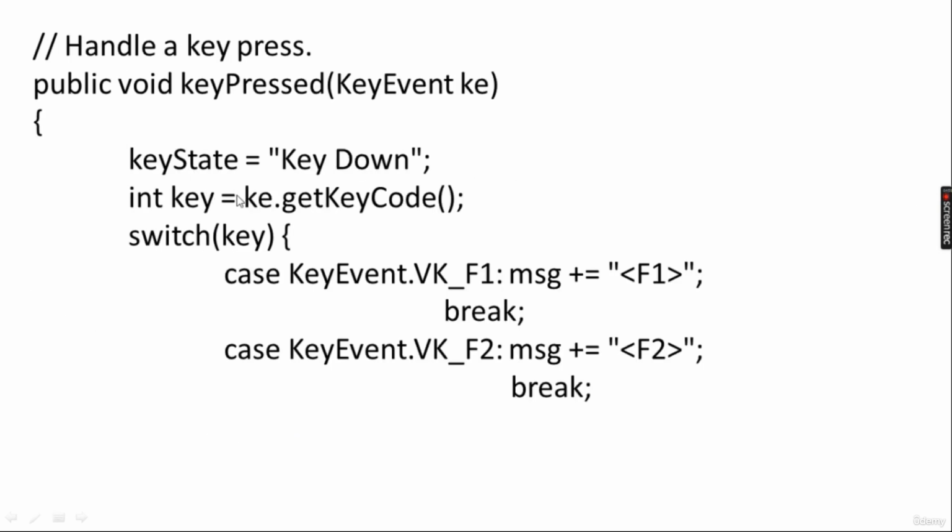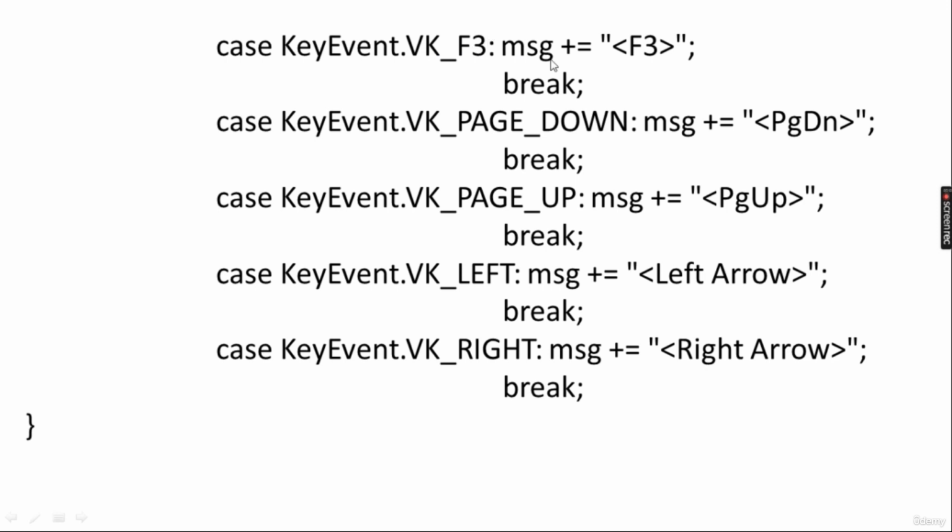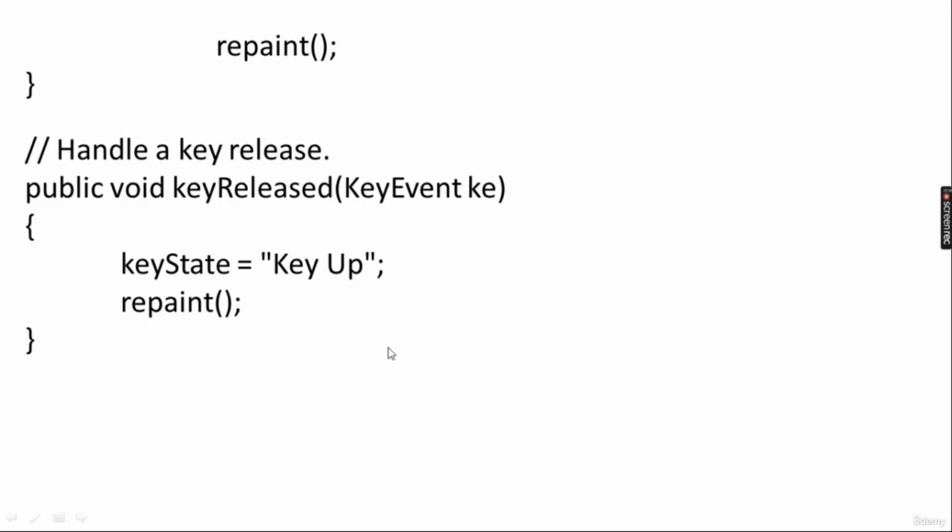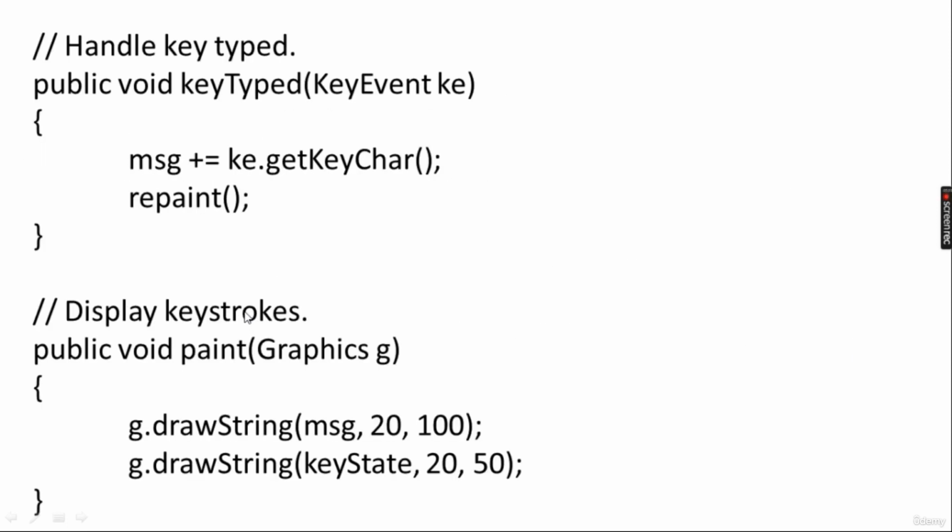Then every time we are getting the key code, as an integer type. If it is F1, the message will be F1. F1 will be displayed, that is, the function key is pressed. VK underscore F2, F2 will be pressed. VK underscore F3, F3 is pressed. Page down, page up, left arrow, right arrow are pressed and will be appended. And then key state is equal to key up and then repaint. On key type, whatever I write over there will be displayed as a message, and then repaint will be called.